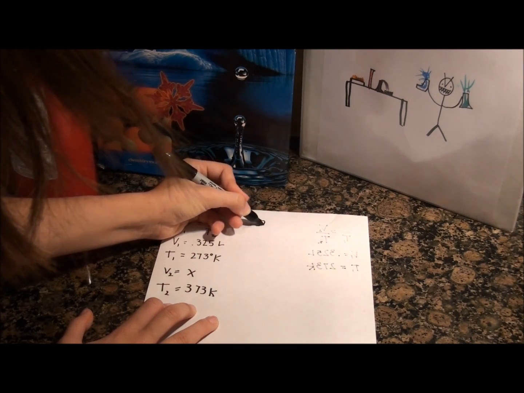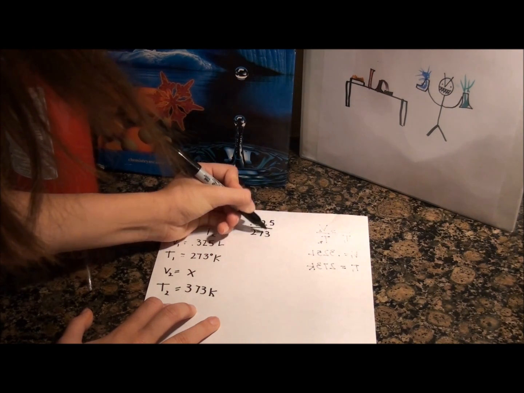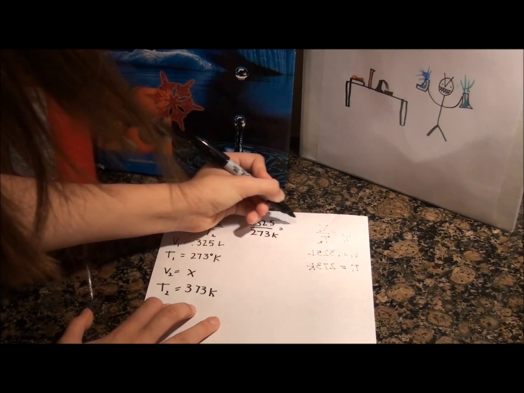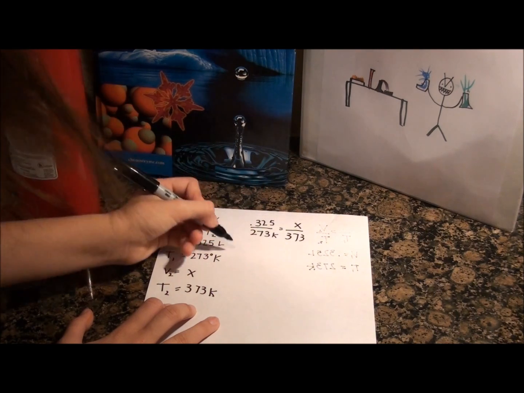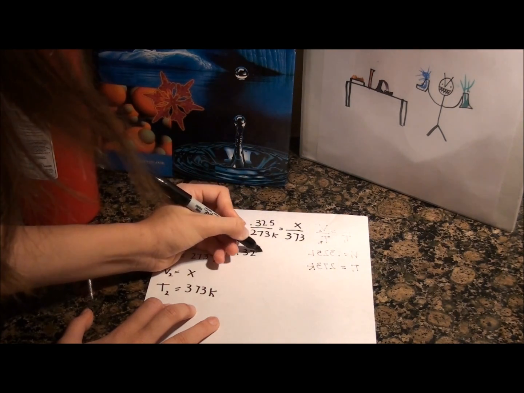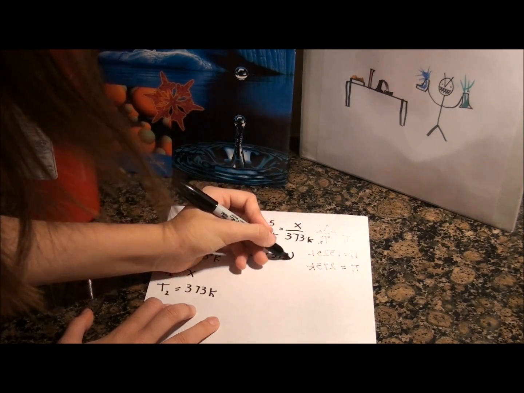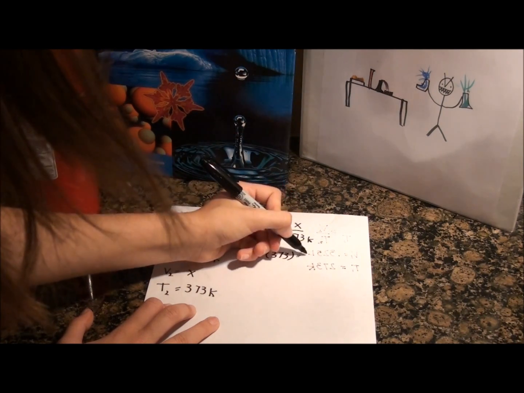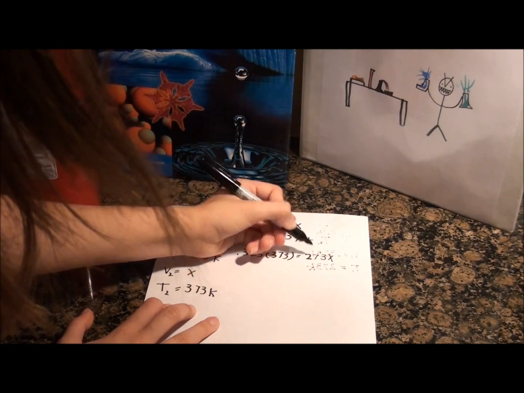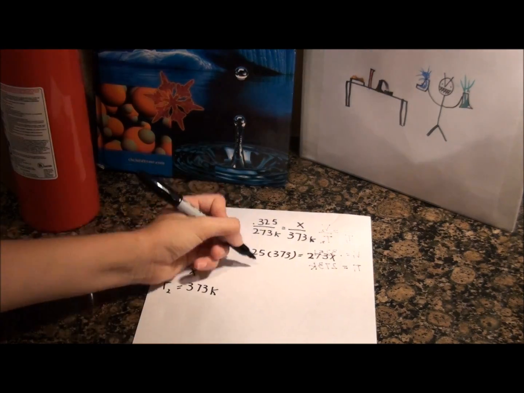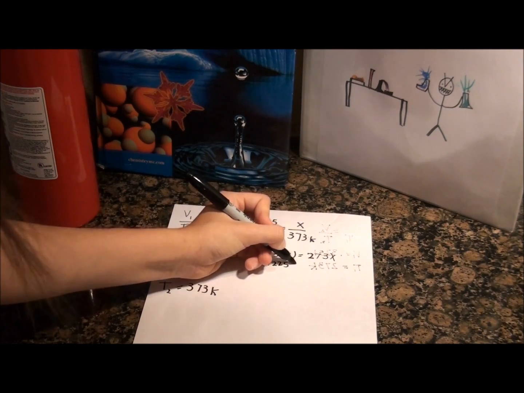So you plug it into the equation, you get 0.325 over 273 is equal to X over 373. And you cross multiply and you get 0.325 times 373 is equal to 273 times X. And from there you multiply and you get 121.225 equals 273x.